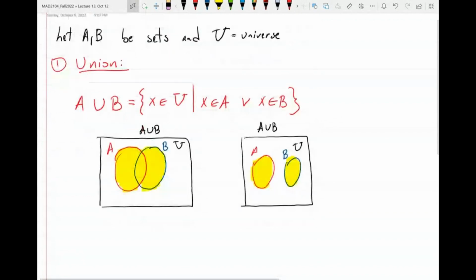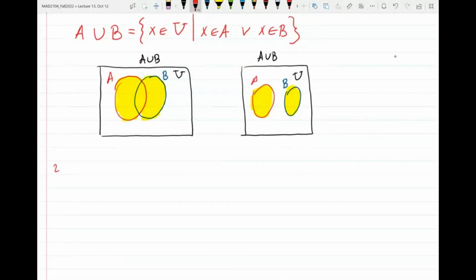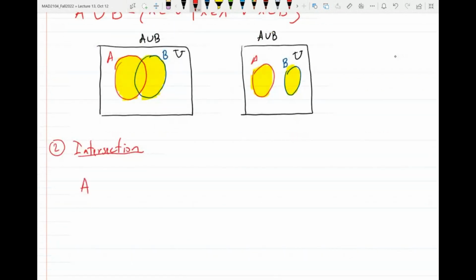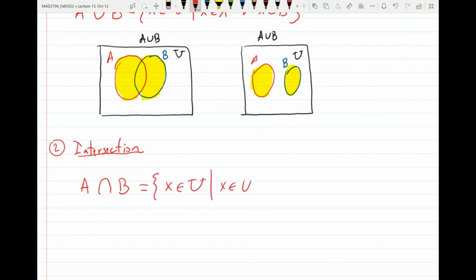All right, so let me define intersection and then we're gonna do one example. The second operation, intersection of two sets. So the notation is A, an upside down U, B, same way that AND is an upside down OR, right? An upside down V, the intersection is an upside down U. And then these are all elements X in the universe, such that X is in A and X is in B. In other words, the common elements, okay? The elements that both A and B share.